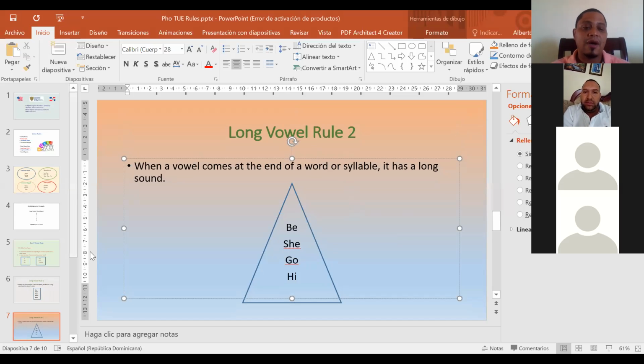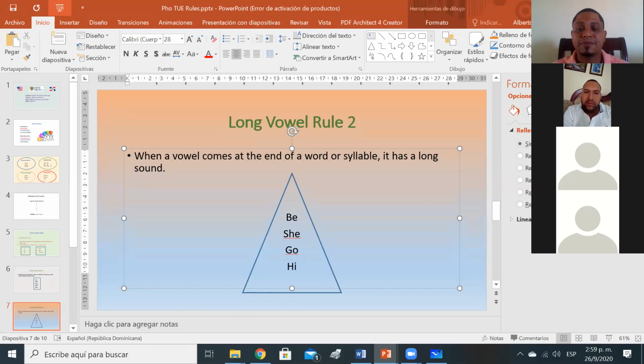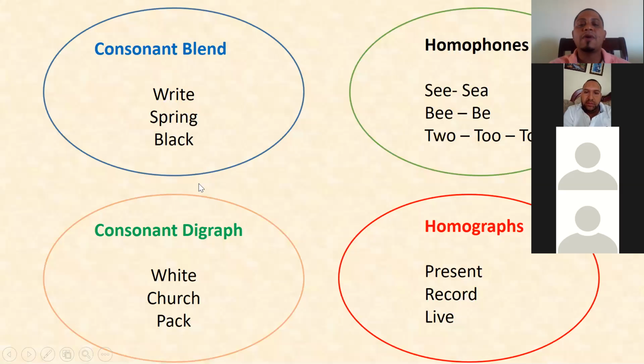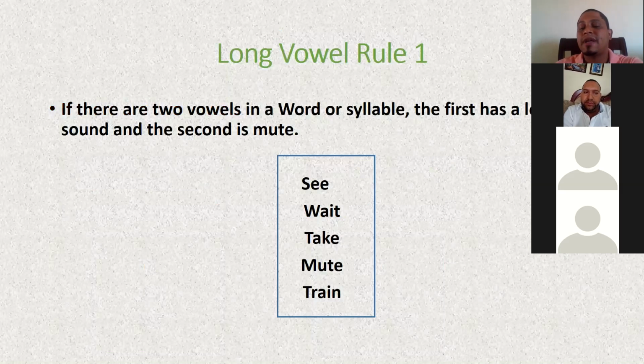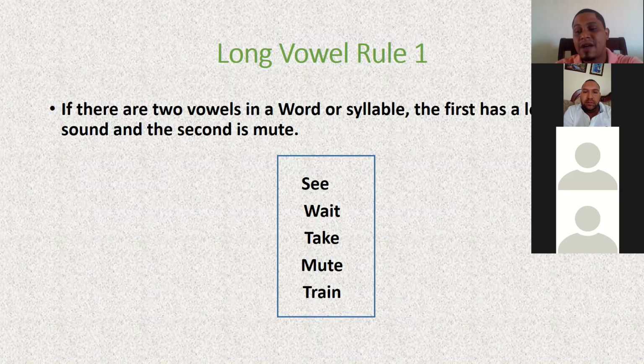And now we have, I guess, the last one. The last one is a little bit confusing, so let me show you. I know that we said right now that when you have a word that has two vowels, the first one sounds and the second one doesn't sound, right? But there are some special words that don't follow this rule.